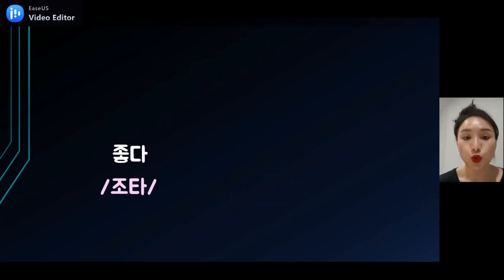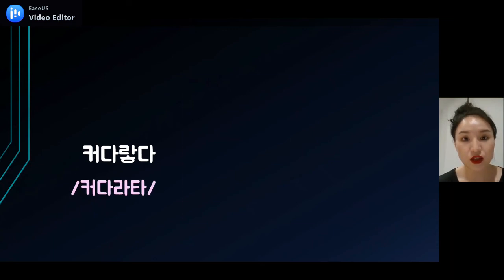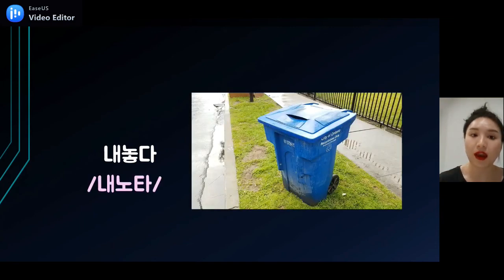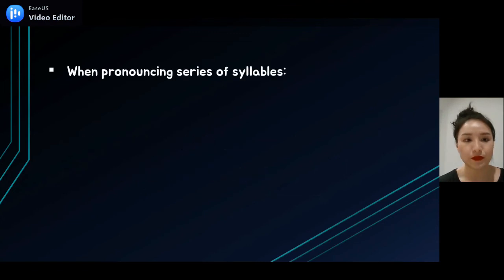좋다. Good. 커다랗다. Huge. 내놓다. To carry out. Okay. The final case of linking phoneme. This is very easy.